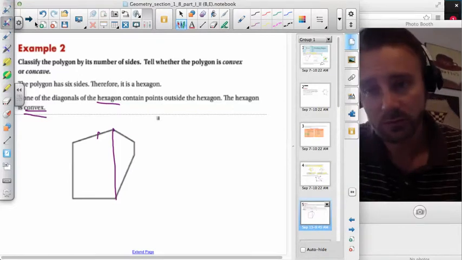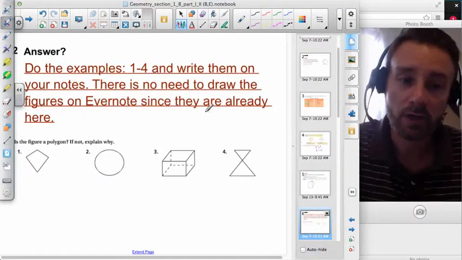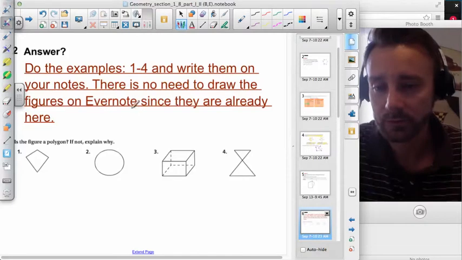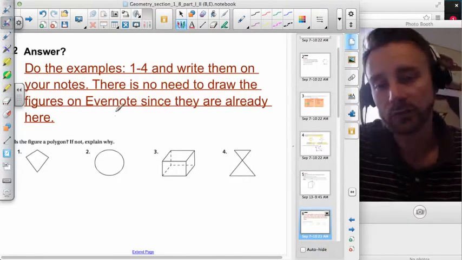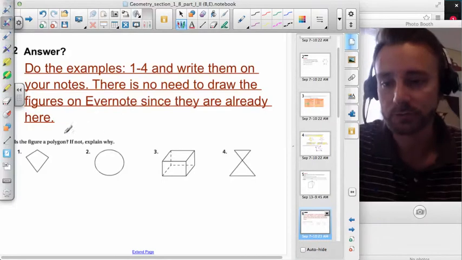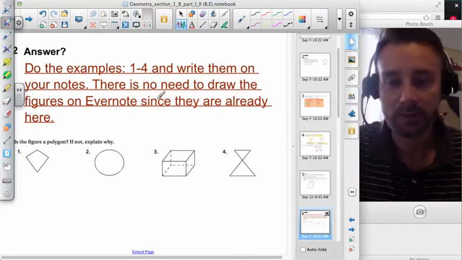I just do quick examples, and now you have a bunch of those. You have these examples to put in your Evernote, and like I wrote here, you don't have to draw the figure because it's right here, right? And you have the notes.